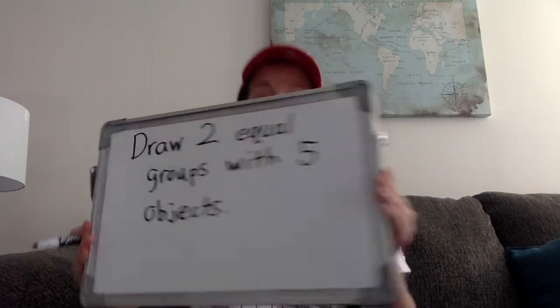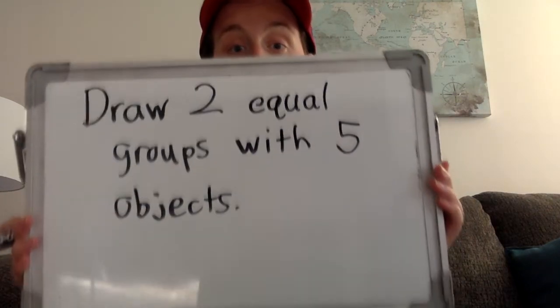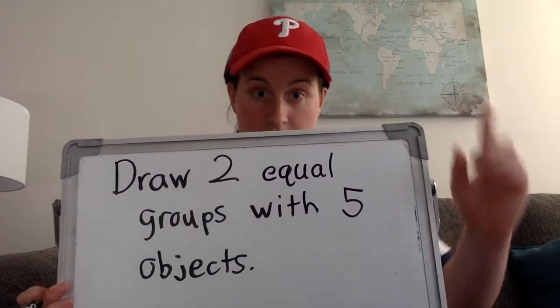The first thing I want you to do, you are going to draw two equal groups with 5 objects. First thing, draw 2 equal groups with 5 objects. Go.